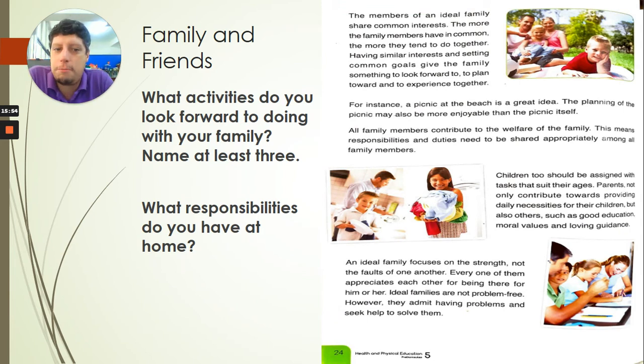I'm going to read from the top, so please follow. The members of an ideal family share common interests. The more the family members have in common, the more they tend to do together. Having similar interests and setting common goals give the family something to look forward to, plan toward, and to experience together.